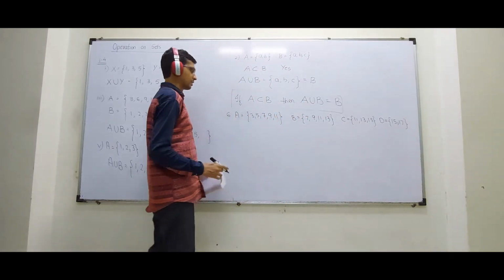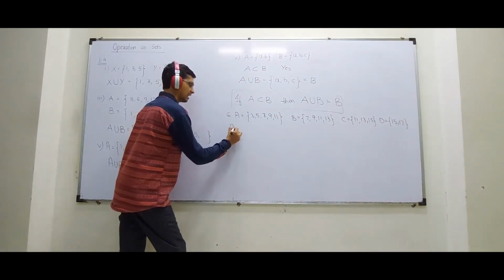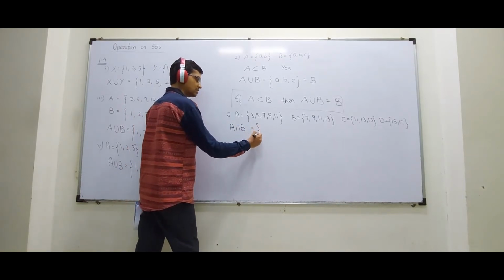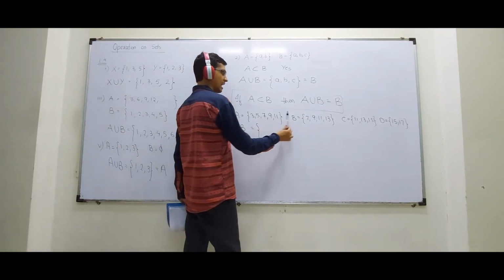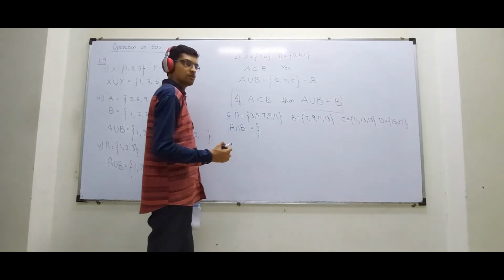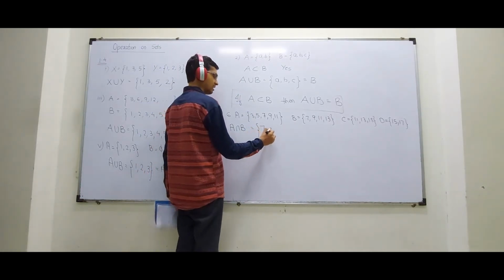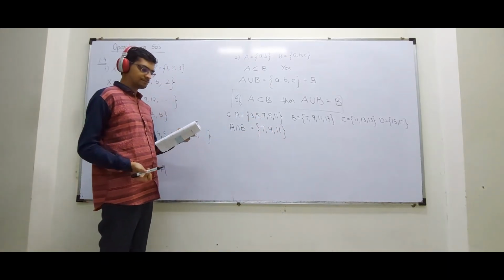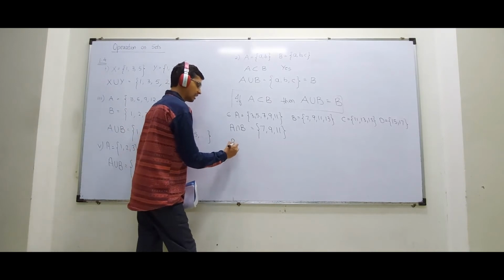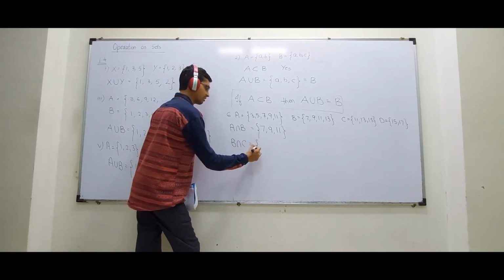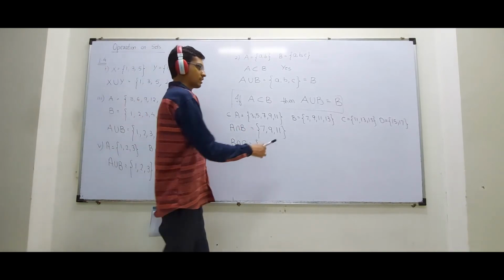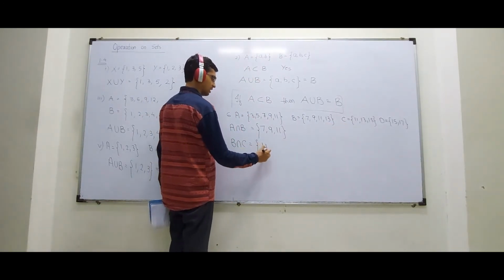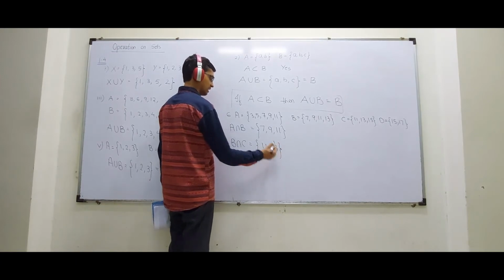Few I'll solve. Okay, first part they are asking A intersection B. Intersection means what? Common elements. So what is common between A and B? You can see it is 7, 9, 11. Then we have B intersection C. What is common over here? 11 and 13.